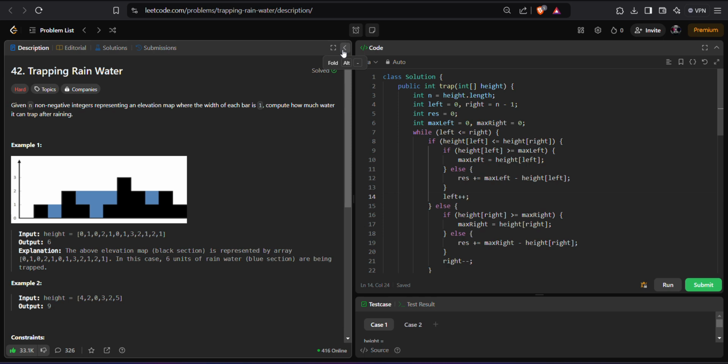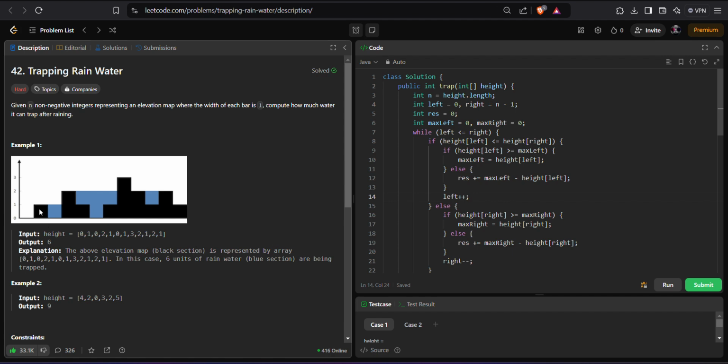Today's question is trapping rainwater. Basically, we are given an integer array that indicates the height of the bars, and we are required to return the units of water that is stored within these bars. The absolute naive approach that comes to our mind is through intuition. So let's discuss what intuition this question needs.